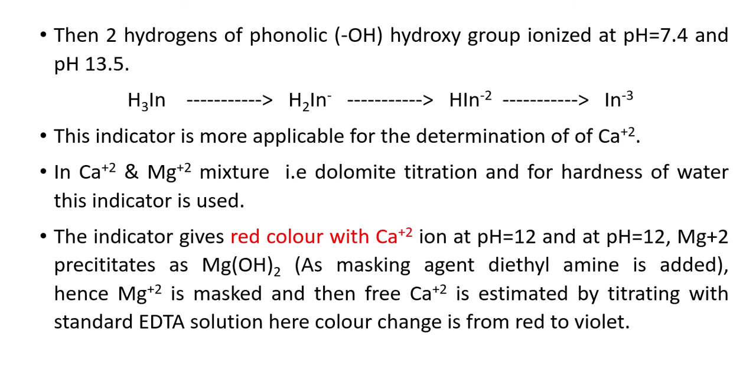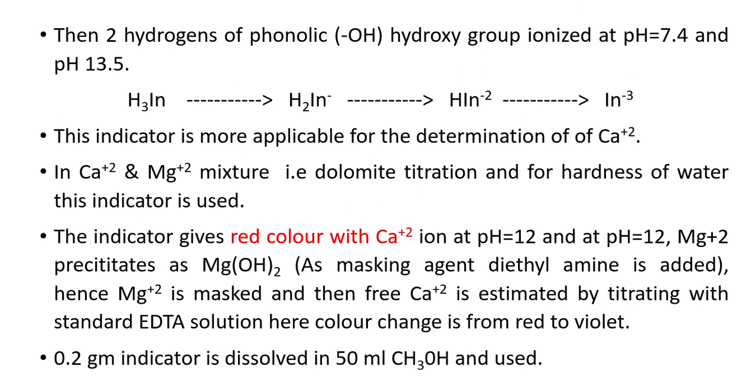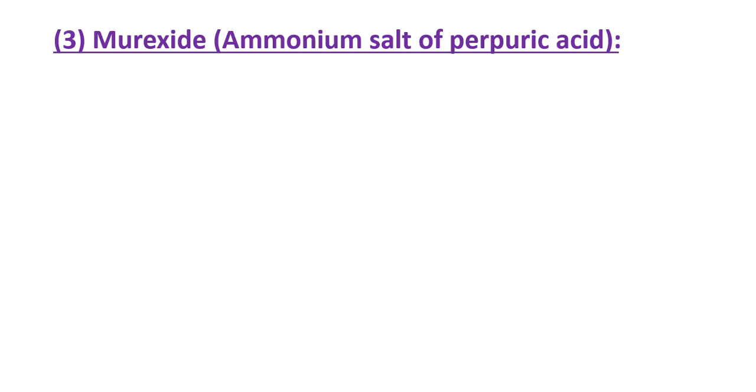So when we are given a mixture of calcium and magnesium, first we add a masking agent. Say we are adding diethylamine as a masking agent. So Mg+2 is masked in its hydroxide form, and hence only the calcium ion is free to react with the indicator, and hence it is titrated with EDTA, which gives the color change from red, that is, red color is due to the metal indicator complex, and finally we get the violet color. This indicator can be prepared by dissolving in alcohol, again methanol or any other alcohol.